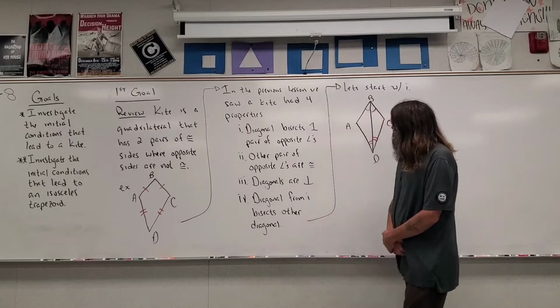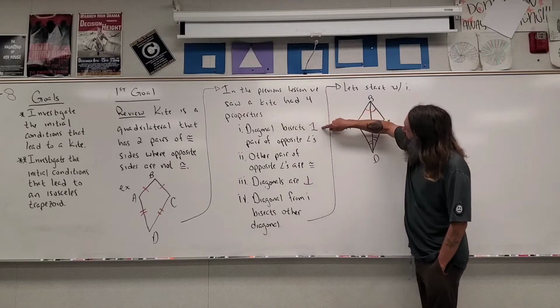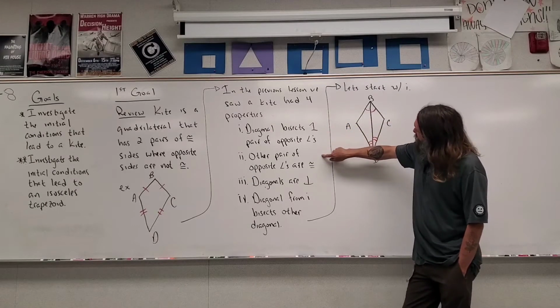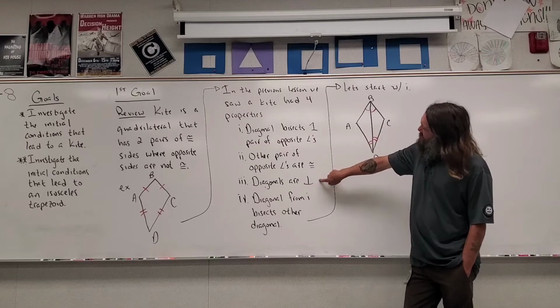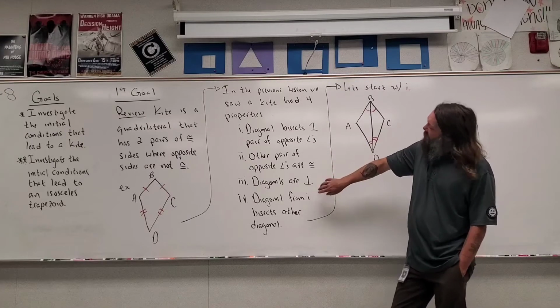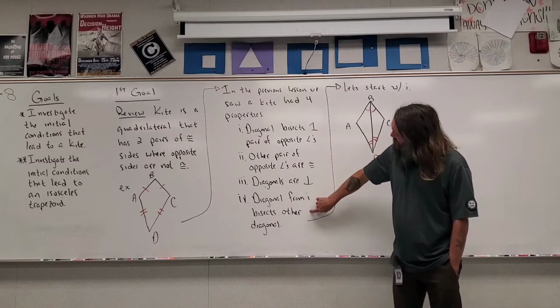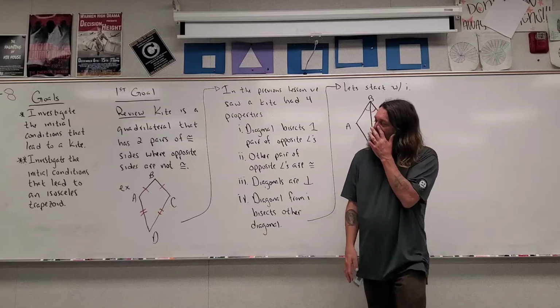So in the previous lesson, we saw a kite had four properties. The first property was a diagonal bisects one pair of opposite angles. The second property was the other pair of opposite angles are congruent. The third property was diagonals are perpendicular. And the fourth property is the diagonal from one bisects the other diagonal. Both diagonals are not bisected, just one.